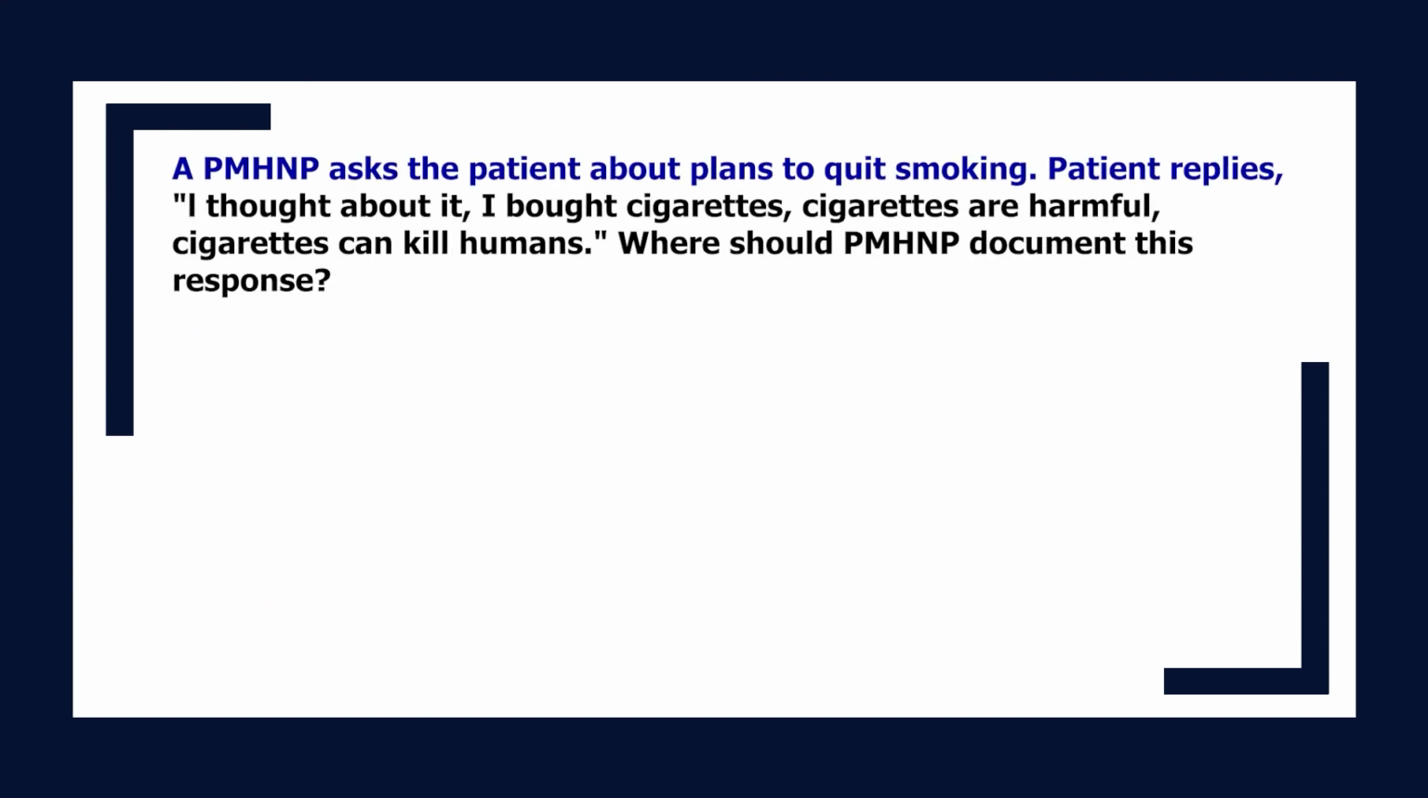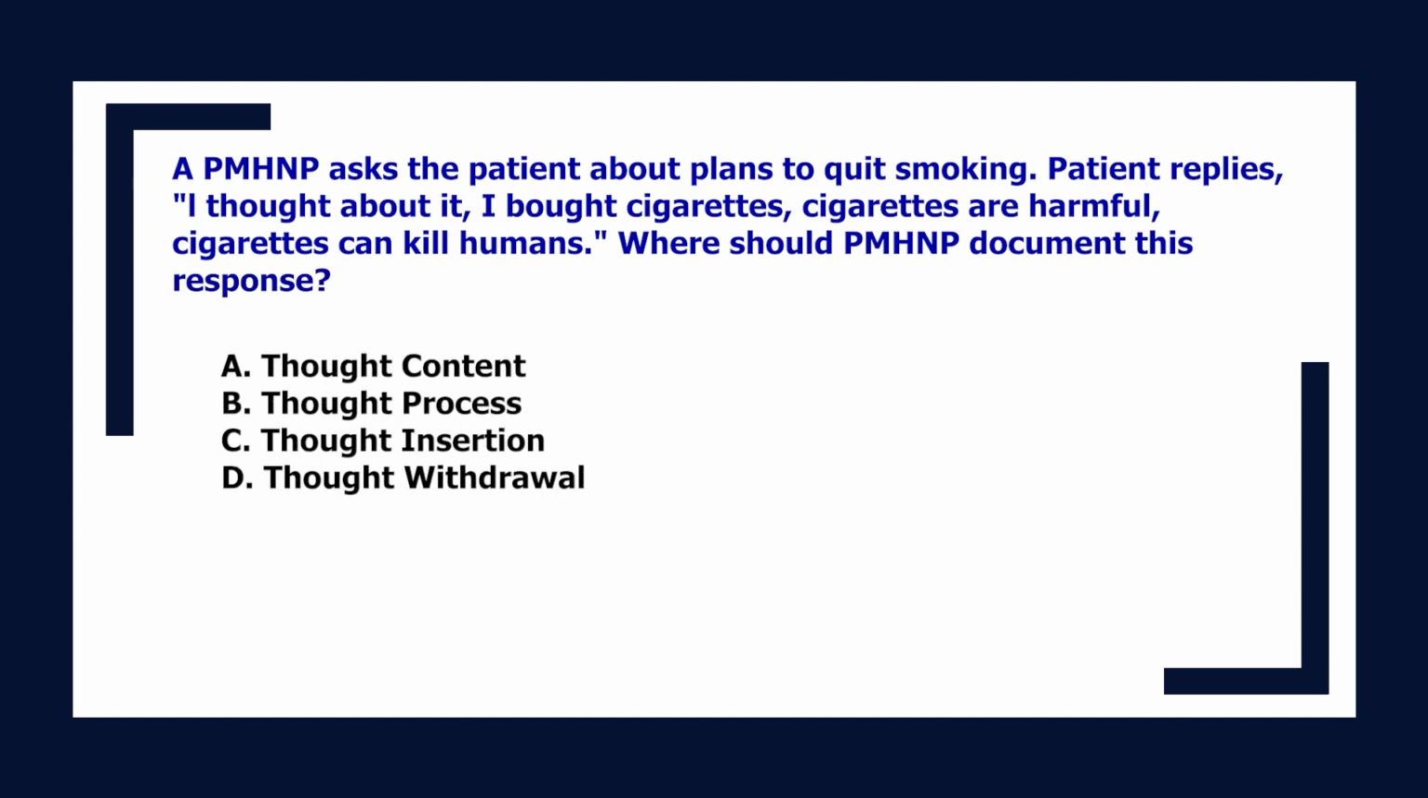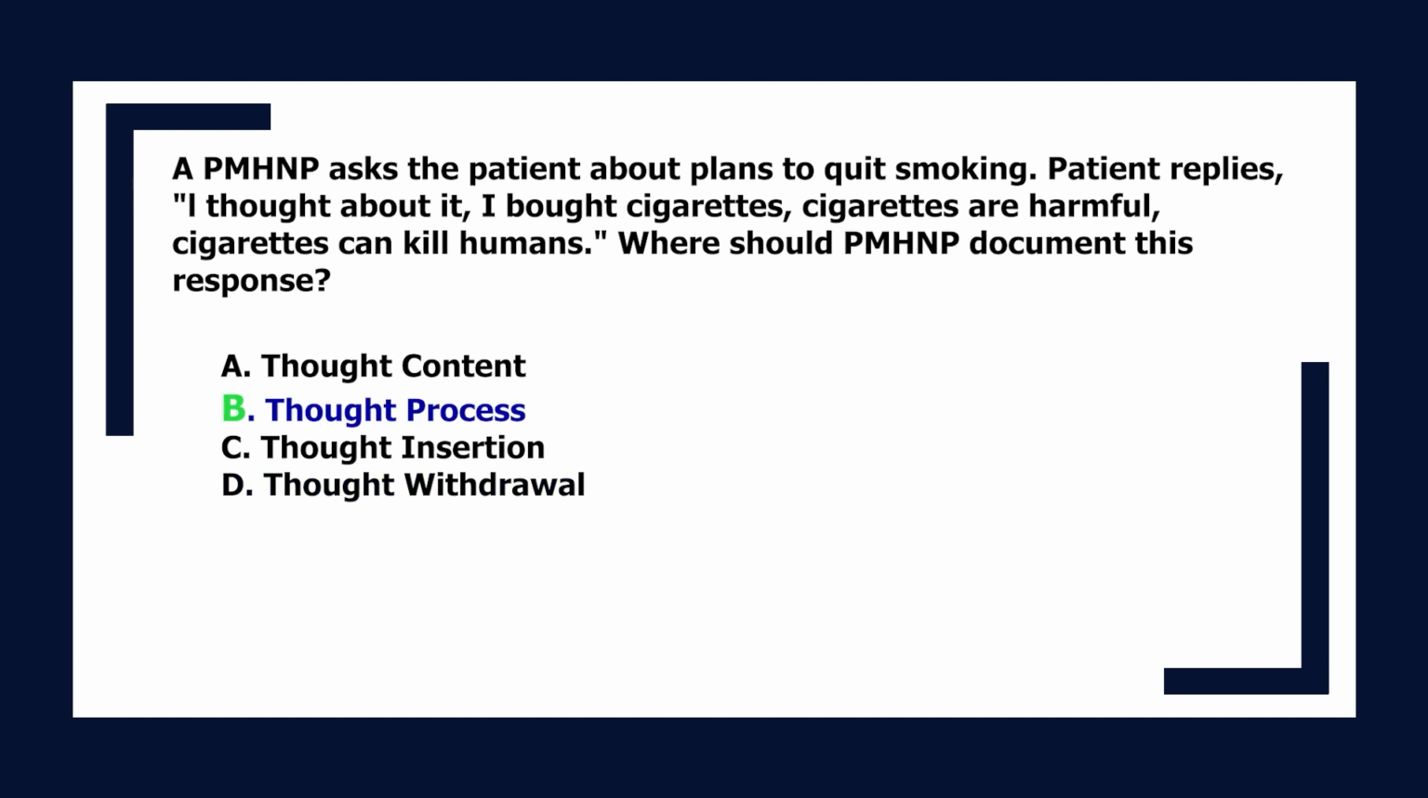A PMHNP asks the patient about plans to quit smoking. Patient replies, I thought about it. I bought cigarettes. Cigarettes are harmful. Cigarettes can kill humans. Where should PMHNP document this response? A. Thought content. B. Thought process. C. Thought insertion. D. Thought withdrawal. The answer is B. Thought process.